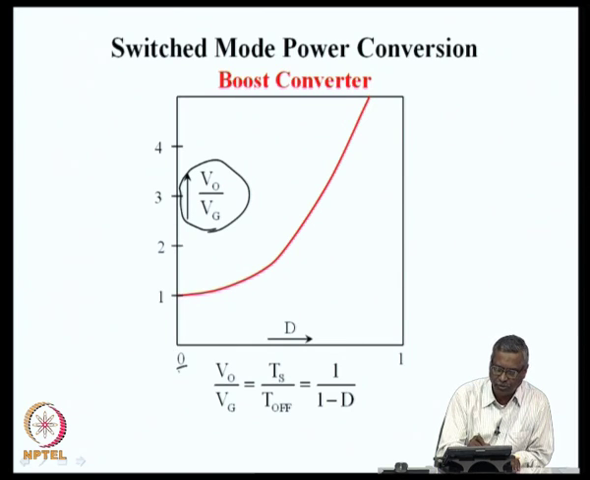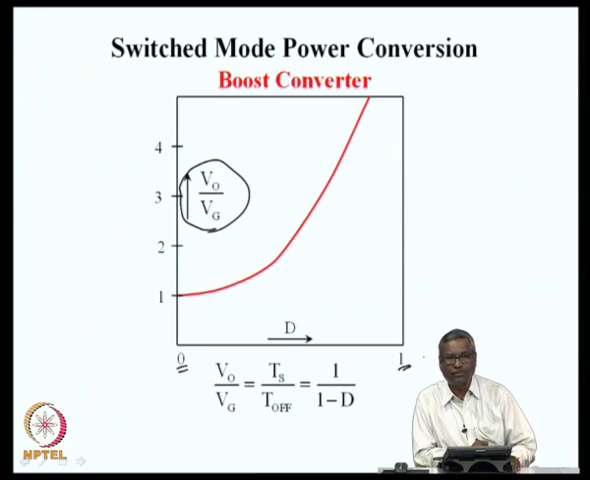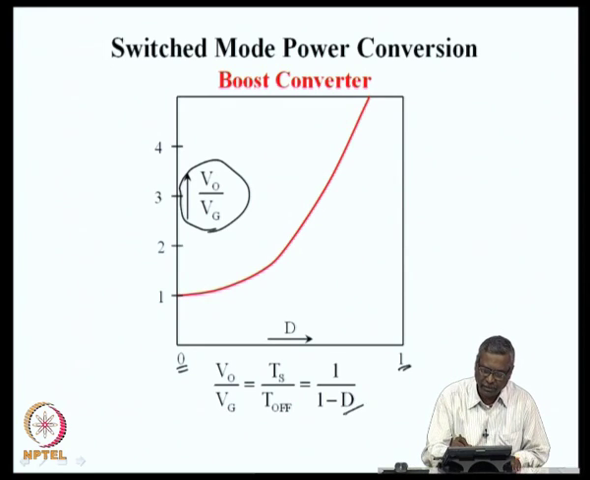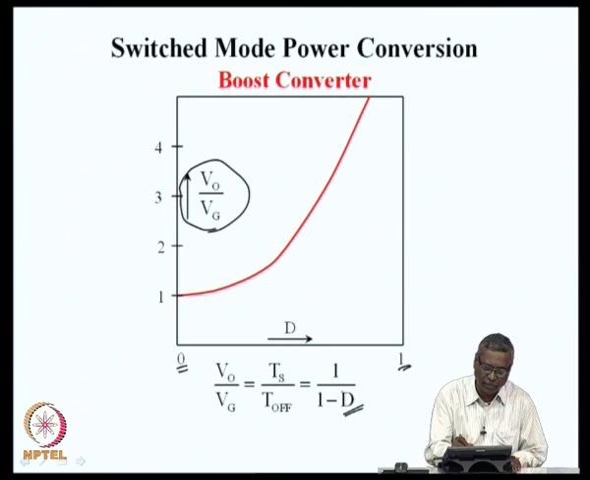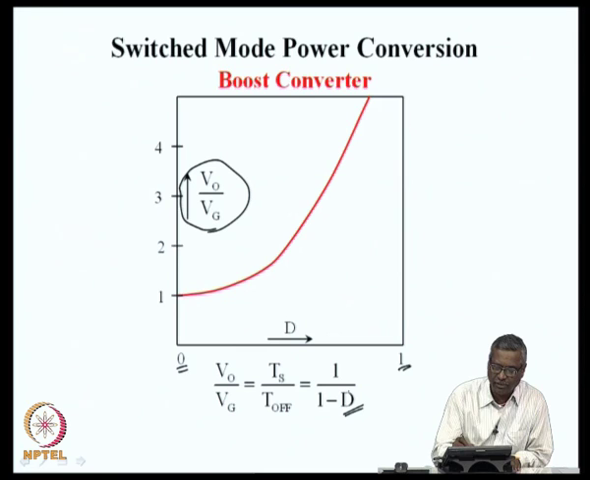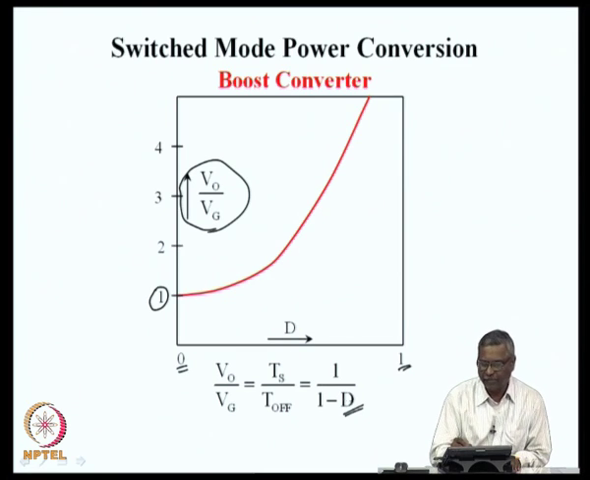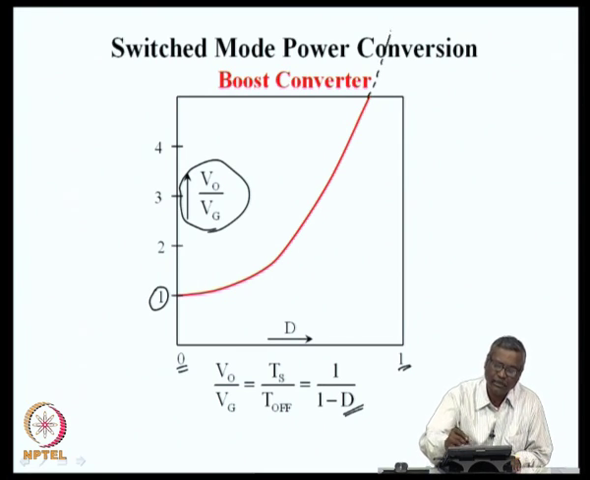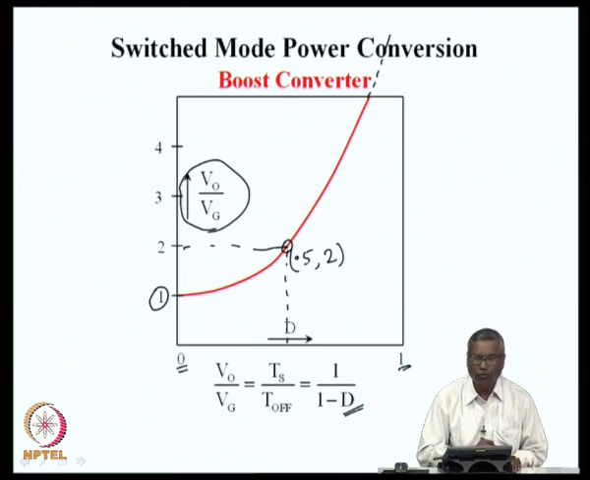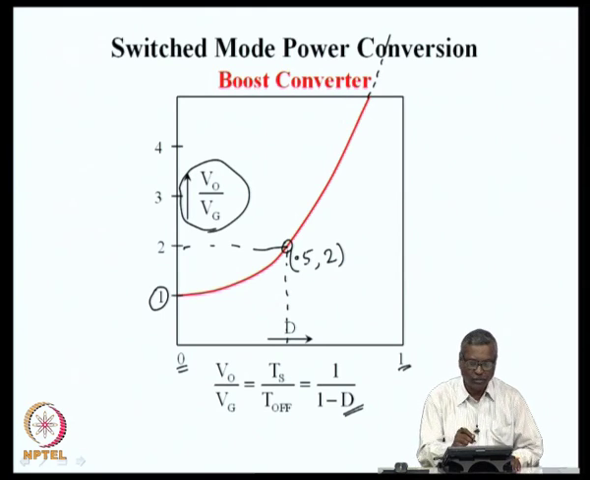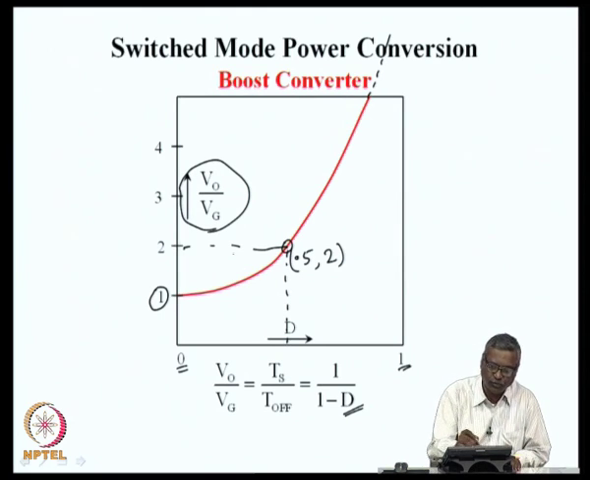D varies from 0 to 1, and when D varies from 0 to 1, V naught by Vg in the ideal case varies as 1 by 1 minus D. When D is equal to 0, the gain is 1, and when D is equal to 1, the gain is infinity, very large. When D is equal to exactly 0.5, you will find that the gain will be 2. 1 by 1 minus 0.5 is 2. So, when duty ratio is 0.5, the gain is 2. When the duty ratio is 2 by 3, gain will be 3, and so on.